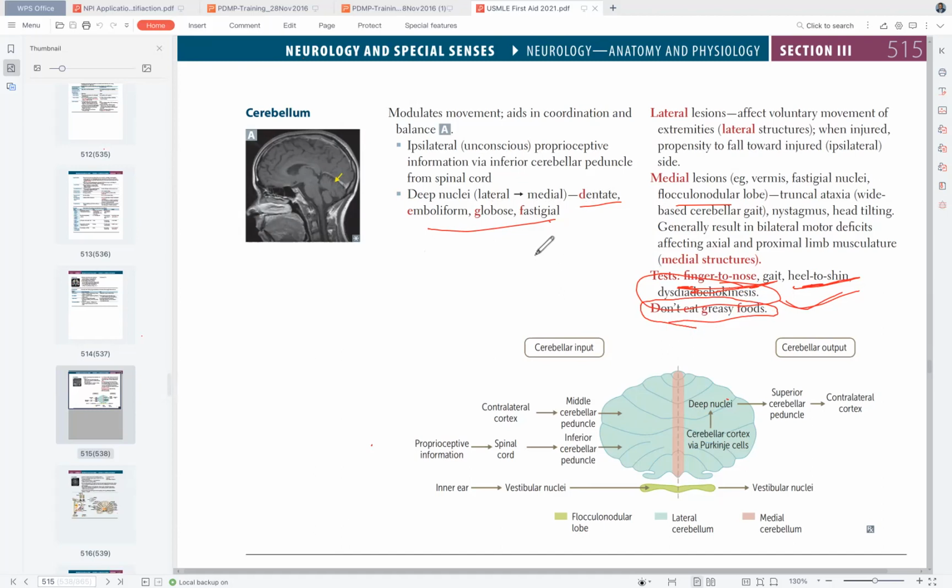So you want to know that people who have cerebellar atrophy are mostly alcoholics. Their cerebellum becomes atrophic over a very long time. So that is one thing you want to take note of: alcoholics.